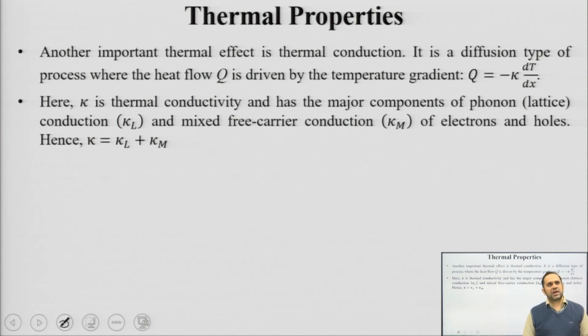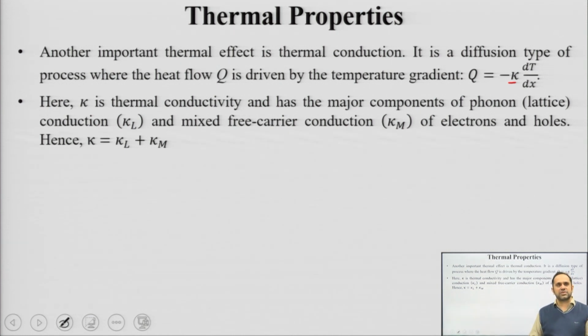It is a diffusion type of process where heat flow Q, the rate at which heat flows due to temperature gradient, is equal to minus kappa, this symbol is known as kappa, times the temperature gradient. That minus sign is basically indicative that the flow of heat is opposite to the temperature gradient.